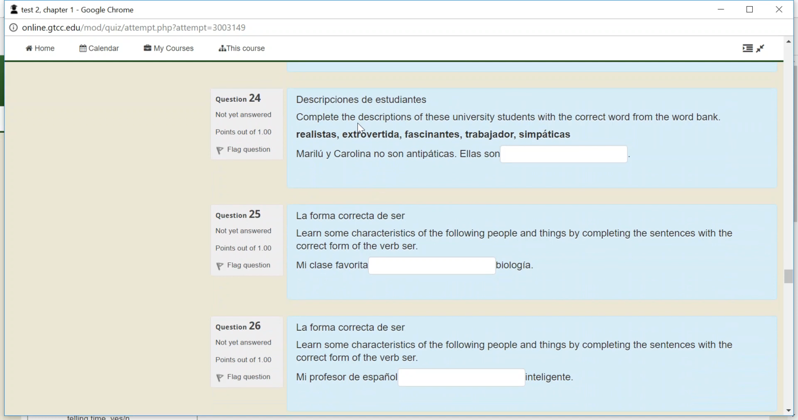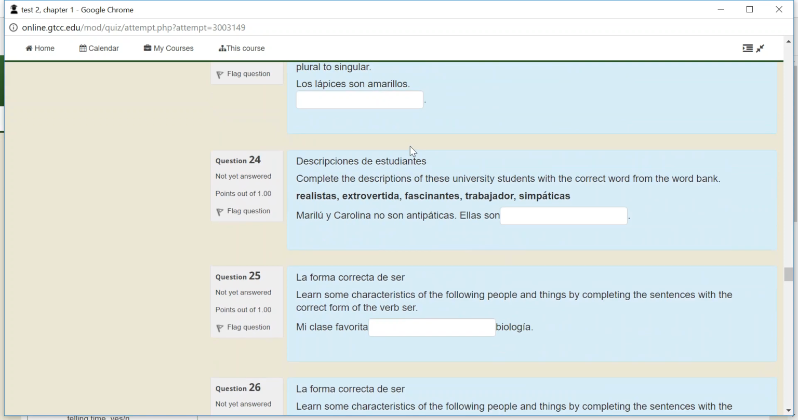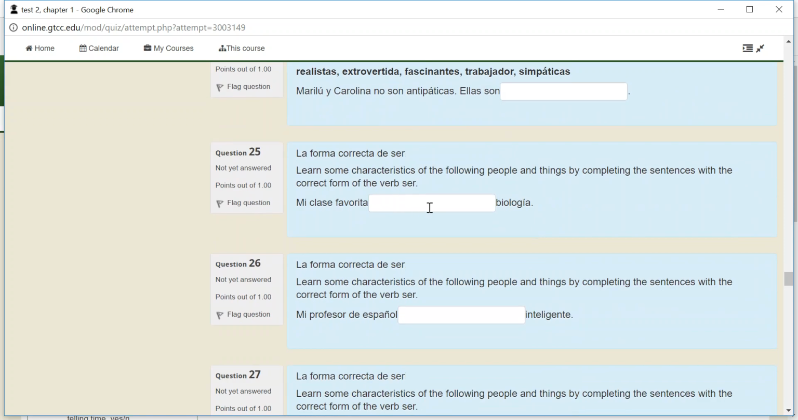Descripciones de estudiantes, you're completing the descriptions of these university students with the correct word from the word bank. This is the word bank. So Marilu y Carolina no son antipáticas, ellas son, and what would go in here? La forma correcta de ser, again, you're conjugating ser.